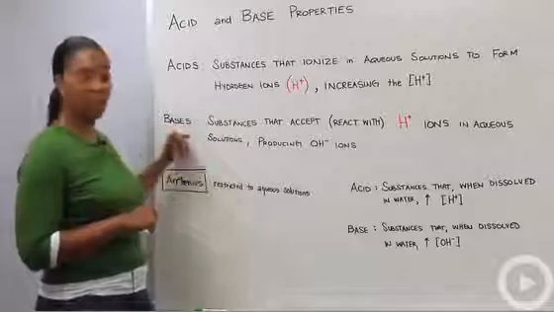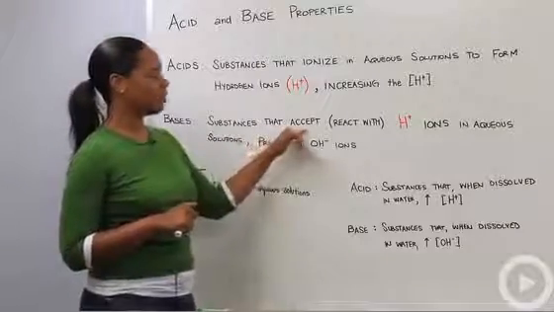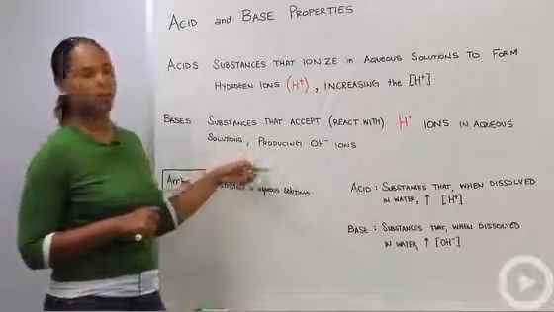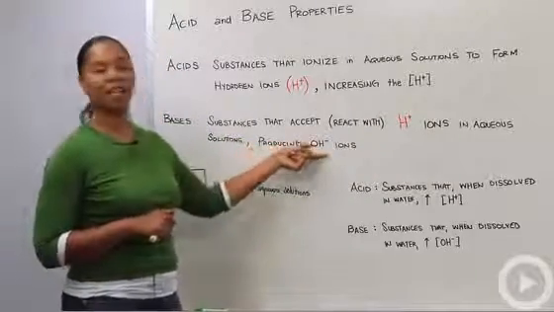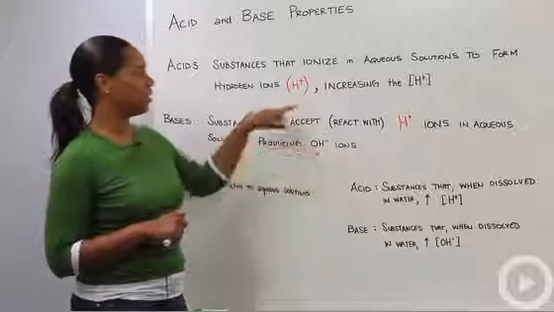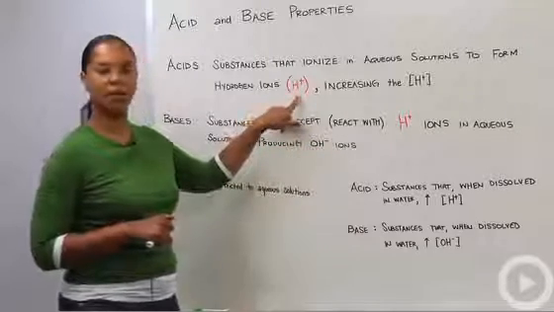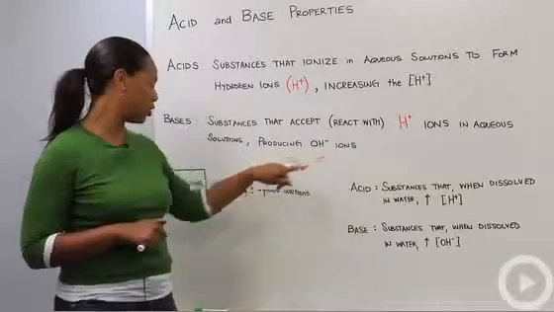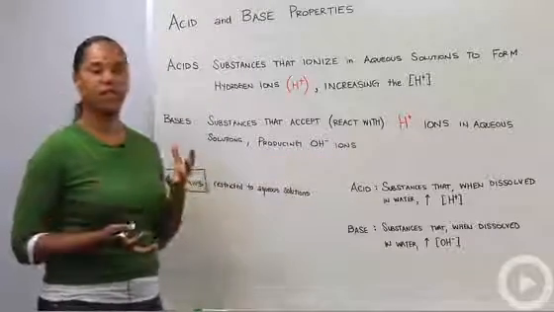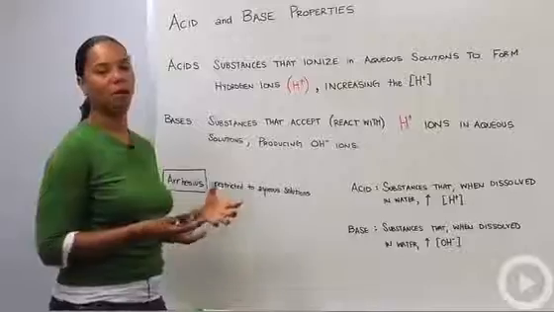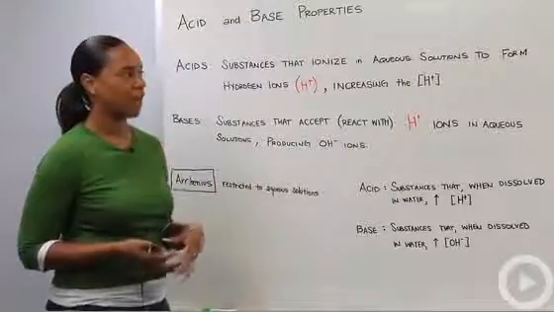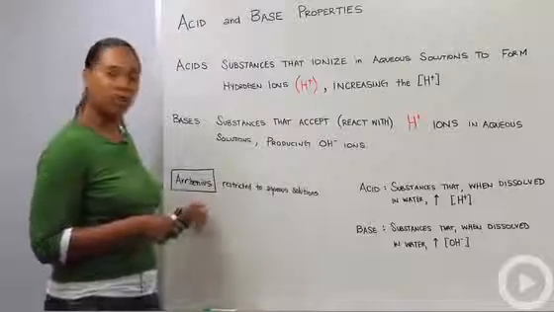On the other hand, a base is a substance that accepts or reacts with protons in aqueous solution, and therefore it produces hydroxide ions. So you'll notice here, remember, protons have a +1 charge and hydroxide ions have a -1 charge. So there are two different types of acids and bases. We can talk about someone named Arrhenius, or we can talk about the Bronsted-Lowry acid-base definition. So let's do Arrhenius first.